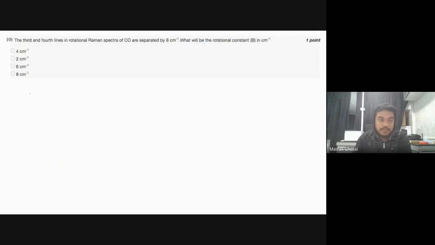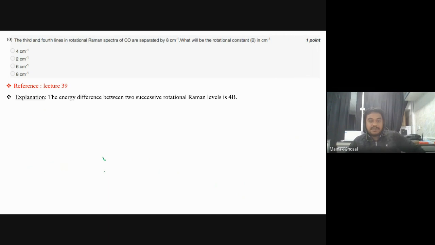Okay. So I am moving to the next question. That is, the third and fourth lines in the rotational Raman spectra of CO are separated by 8 centimeter inverse. So what should be the rotational constant in centimeter inverse? Okay. You can find this answer also in lecture number 39, which discussed rotational Raman spectroscopy. The energy difference between two successive rotational Raman levels is 4B. Okay, I have told you about that.